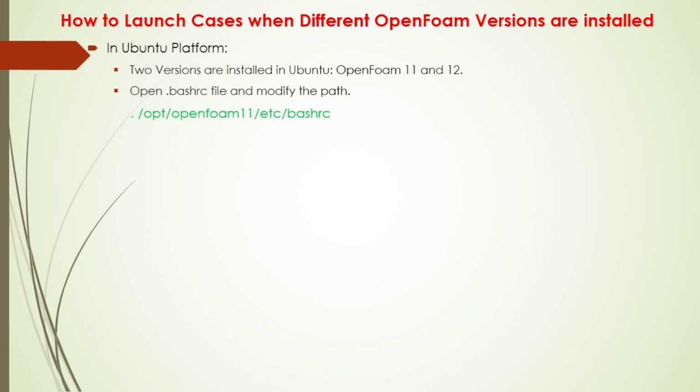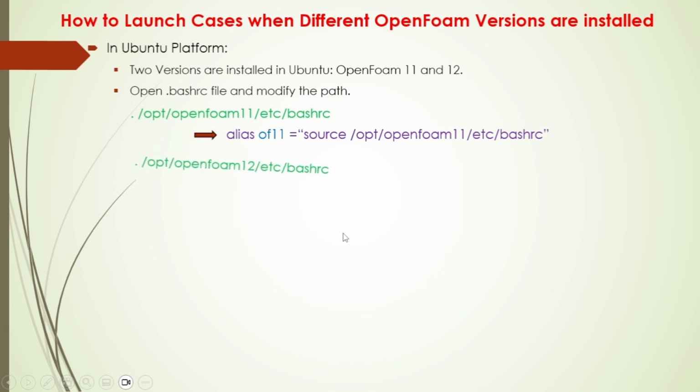What we need to do is modify this command in this way using the alias option. So here OF11 is the name which I have given. Here you can give any name. The 11 is the version name to remember, and the rest is the same. A similar procedure we need to follow for other versions also.